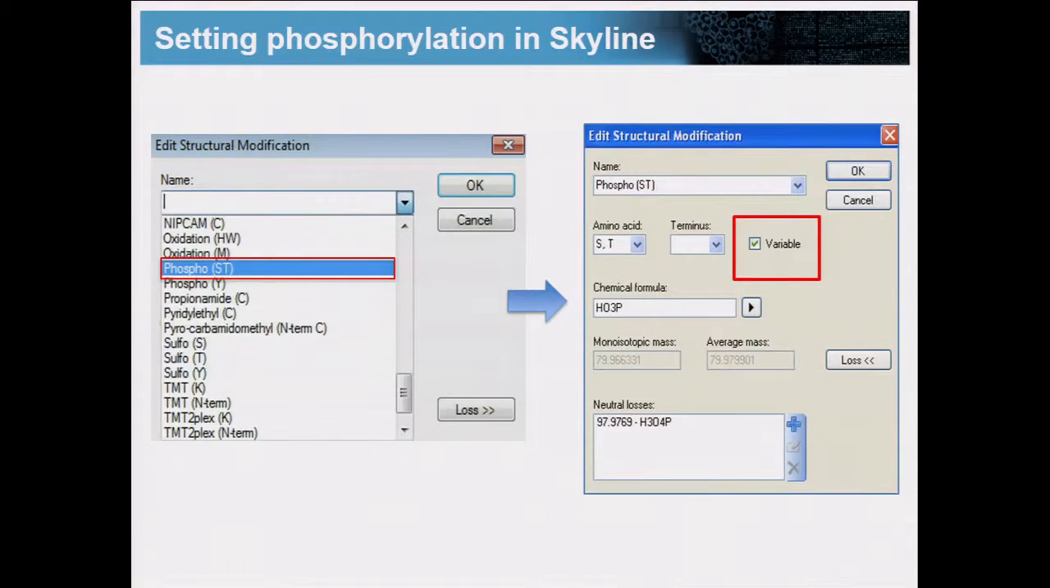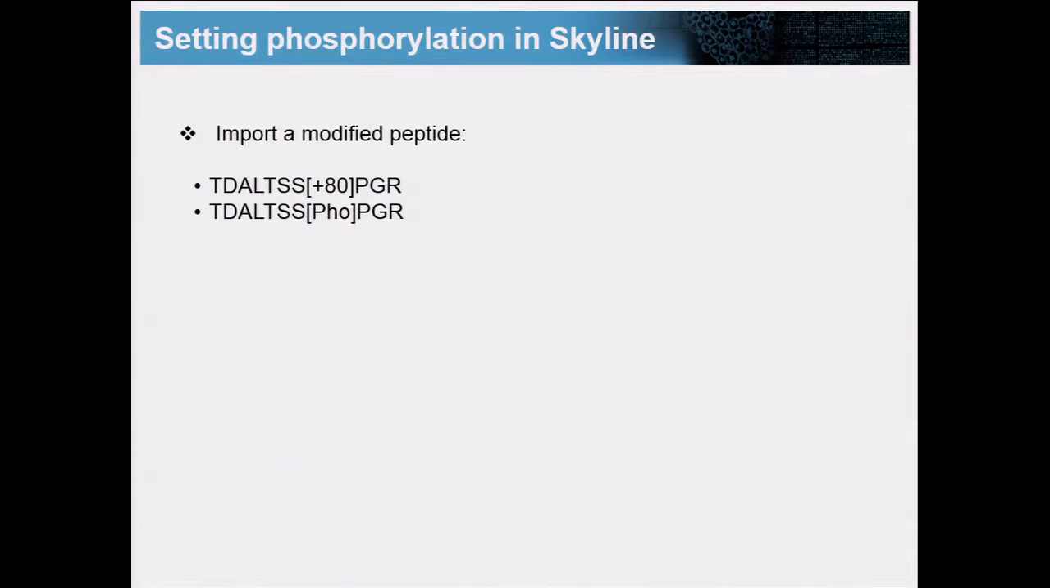And then once we've opened this modification, we can set on which amino acids it is, and quite importantly to set that it's a variable modification. How do we get then modified peptides into Skyline? So there are two ways.